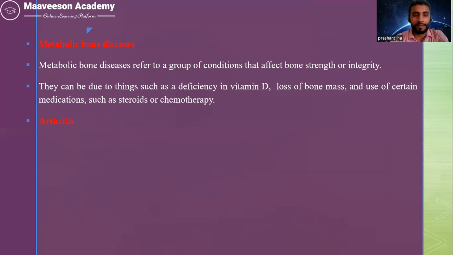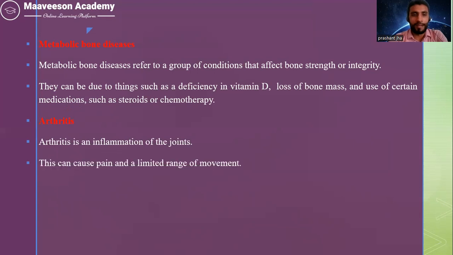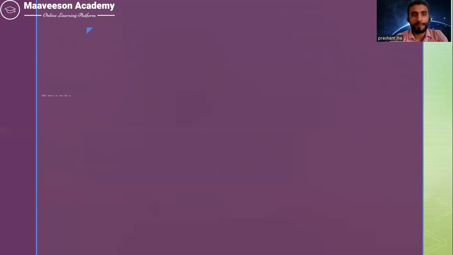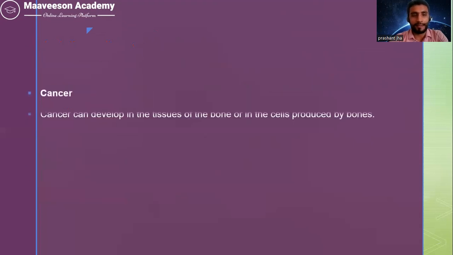Next is the arthritis. It is an inflammation of the joint. This can cause pain and limited range of movement. So this can also affect the movements of the body and movements of the joint. Several things can cause arthritis, including the breakdown of the cartilage that's found in the joints, autoimmune condition, or infection.